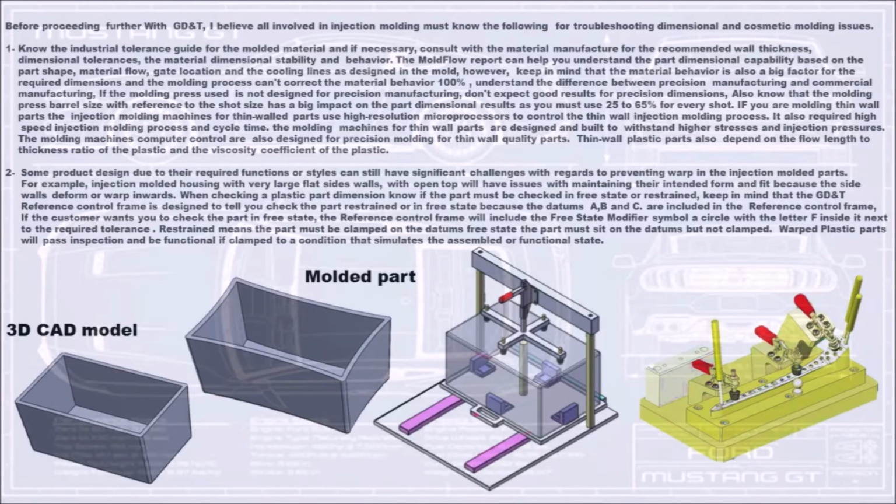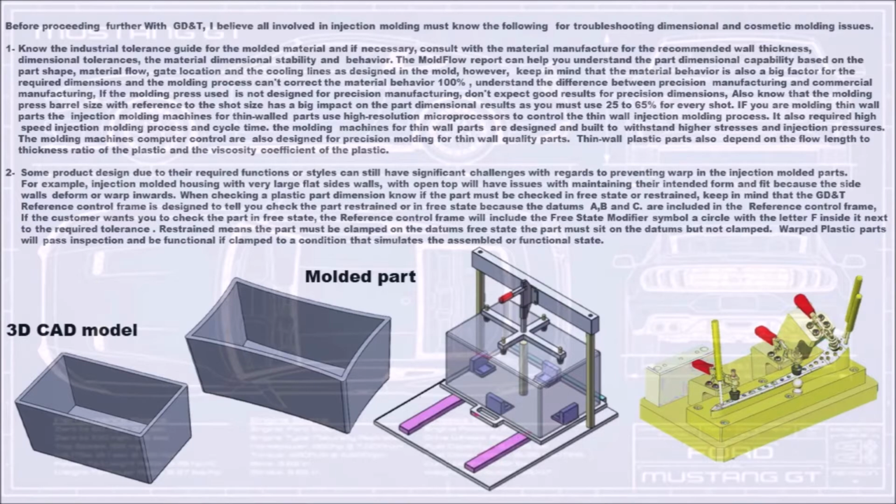2. Some product designs, due to their required functions or styles, can still have significant challenges with regard to preventing warp in the injection molded parts. For example, an injection molded housing with very large flat side walls and an open top will have issues maintaining its intended form and fit because the side walls deform or warp inwards. When checking a plastic part dimension, know if the part must be checked in free state or restrained.